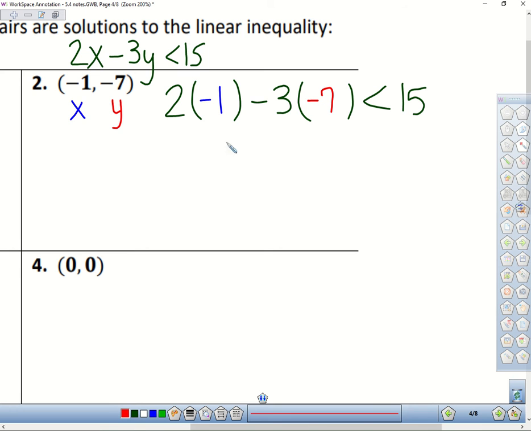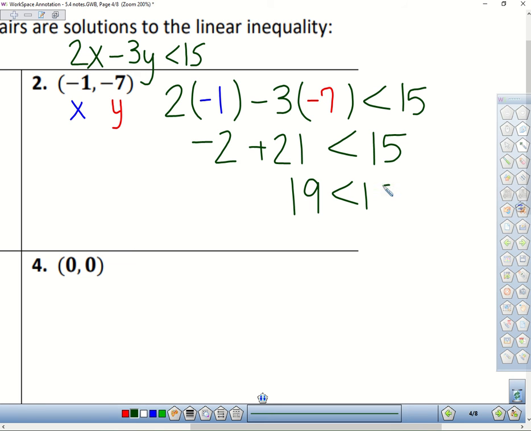So what is 2 times -1? -2. Good. And then what's a -3 times a -7? Positive 21. Do you see why it's positive? Because they're both negative signs, so a negative times a negative is a positive. So that's 19 is less than 15. Is that true or false? False. Good. No, this is false.